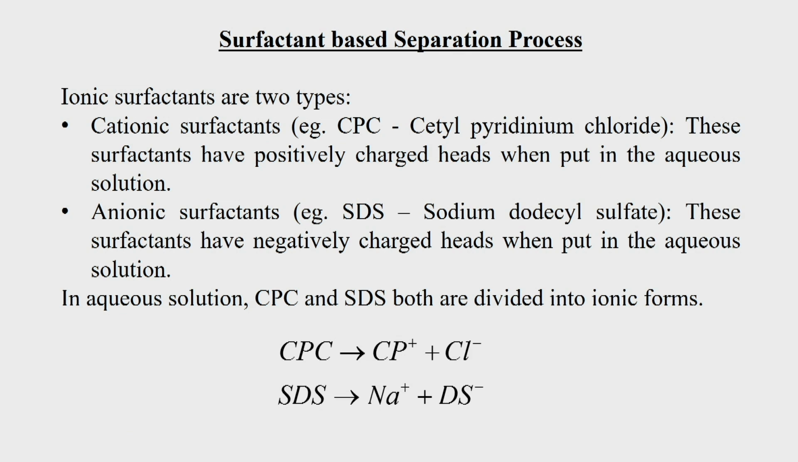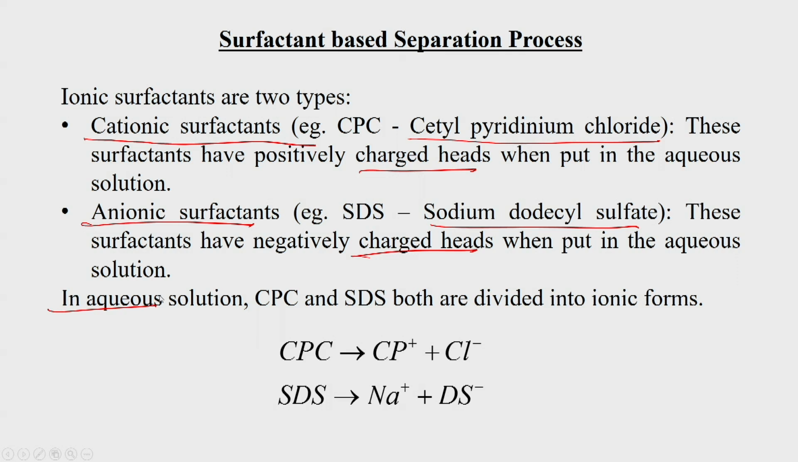The ionic surfactants are of two types, as we told previously. A cationic surfactant like cetyl pyridinium chloride has chloride as the minus part and cetyl pyridinium as the cationic part. These surfactants have positively charged heads when put in aqueous solution, so negatively charged particles will be attracted by these positively charged heads. Anionic surfactants like sodium dodecyl sulphate have negatively charged heads when put in aqueous solution. So if we want to separate positively charged particles, we shall go for the anionic surfactant mediated ultrafiltration process.